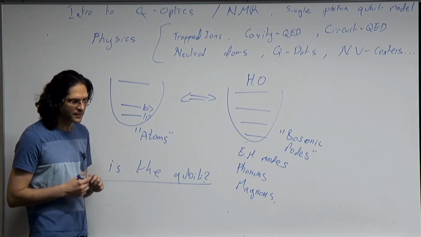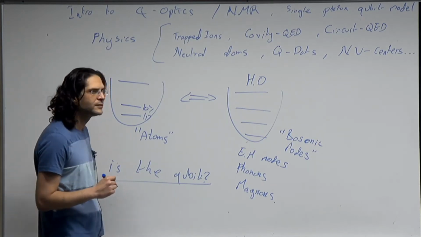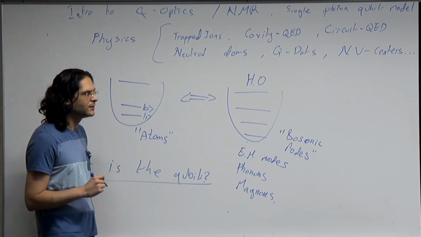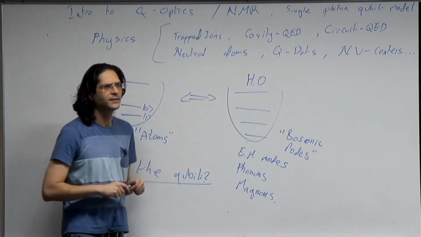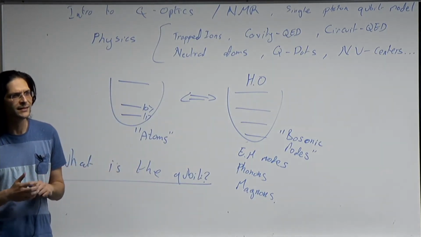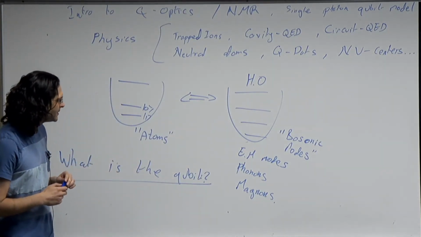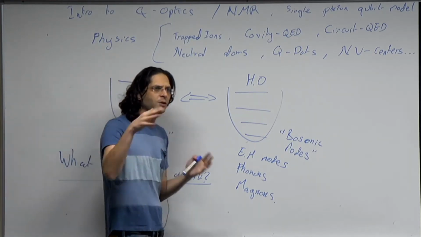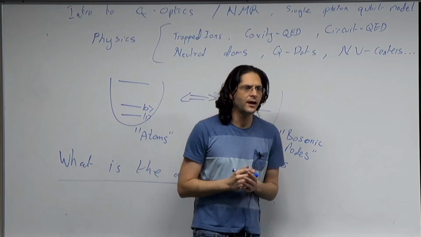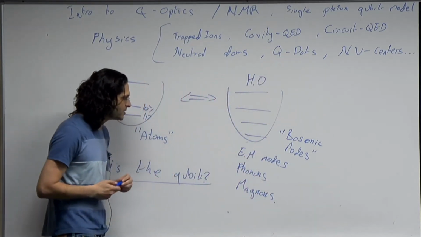Photons with polarization. Where does that work in this diagram? In the bosonic modes, right? And those would be continuous variables, right? With their polarization. Very good.